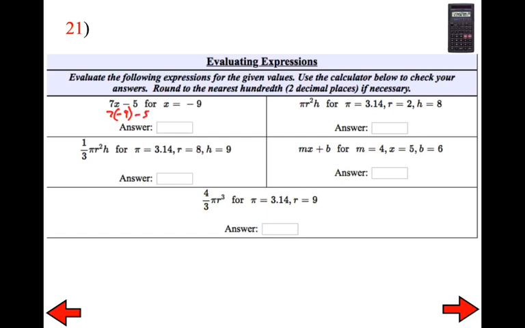And in these particular problems, I will provide a calculator for you in the homework because we have a lot of geometry stuff going on here. So if you have access to a calculator right now, go ahead and use one. And so from there we have 7 times negative 9 is negative 63. And negative 63 minus 5 is negative 68. Let's go to the one right next to that on the right-hand side.